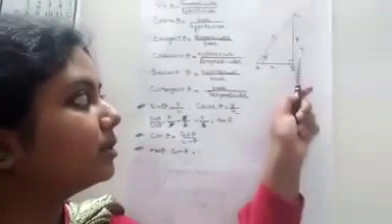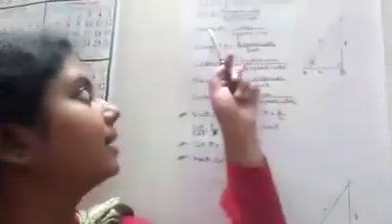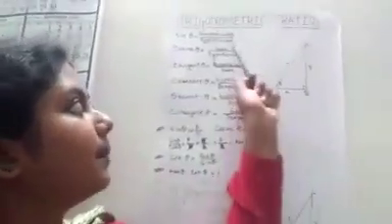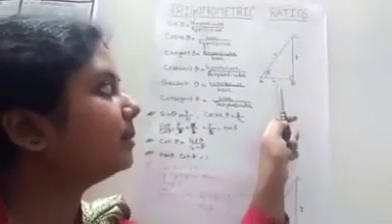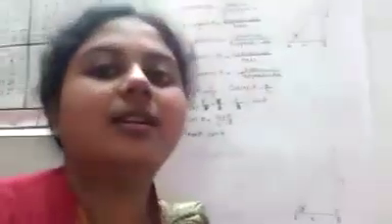Now, sine theta. Sine theta is equal to perpendicular by hypotenuse. Where is the perpendicular? y, by hypotenuse r. That means y by r. Next one, cosine theta. That means base by hypotenuse, that means x by r. Cosine theta we write as cos theta. Next one, tangent theta. It's perpendicular by base, that means y by x. Tangent theta we write as tan theta.